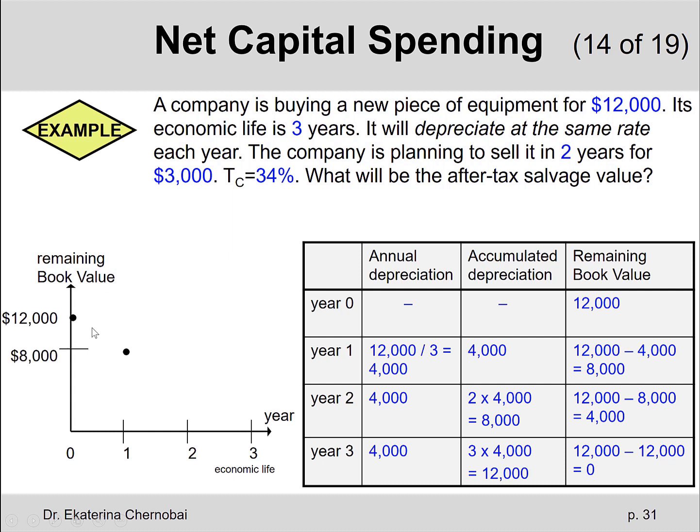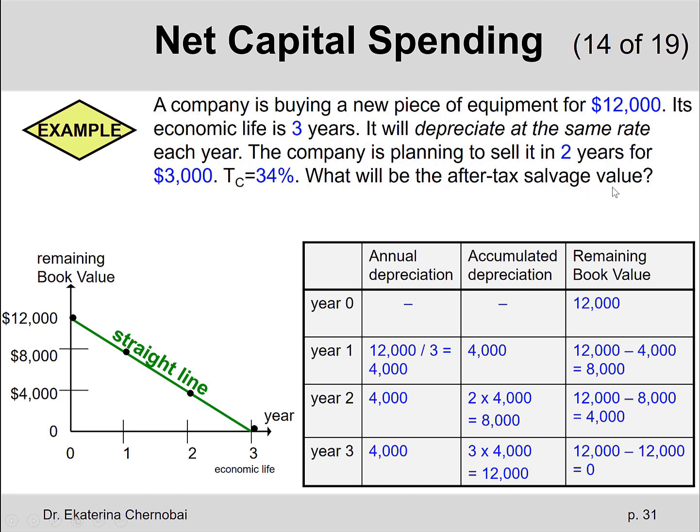So we start with $12,000, then the value drops to $8,000, then it drops to $4,000, and then to $0, right? And if you connect these imaginary points that indicate the loss in value every year, they would be connected with a straight line. This is, by the way, where the name straight line depreciation comes from. Okay, and now let's go back to our question.